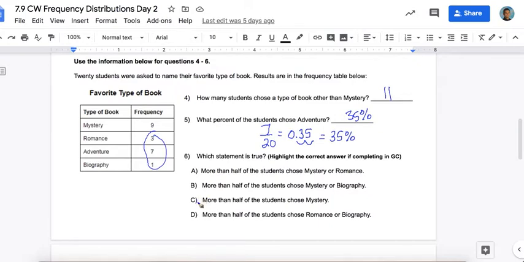Okay, which statement is true here? More than half of the students chose mystery or romance. Well, if I add mystery plus romance, I get 12. I know there were 20 students who were asked to name their favorite type of book, so half of 20 would be 10. So is 12 more than 10? It sure is. So best choice is A.